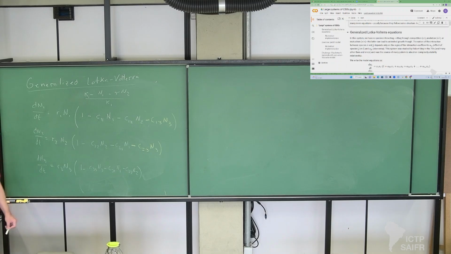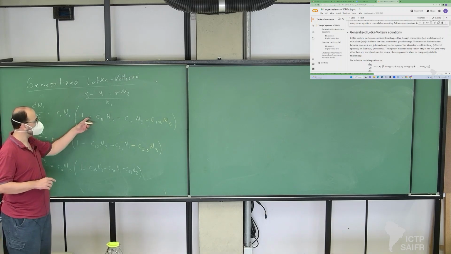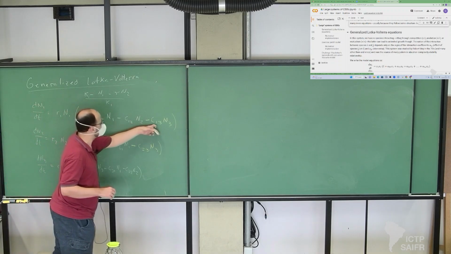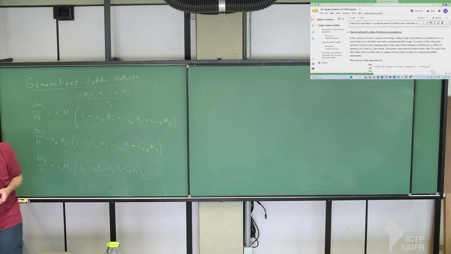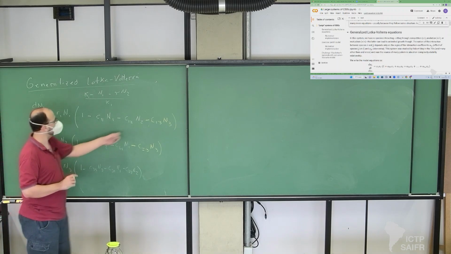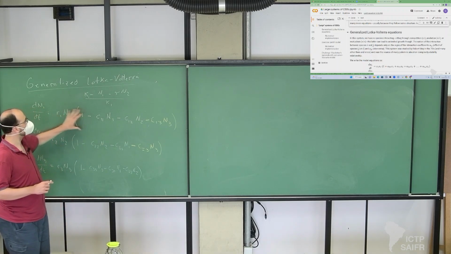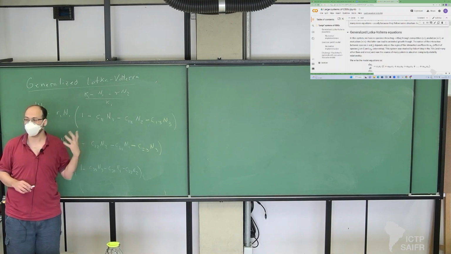Easy, right? So, and then you can keep doing that. Moreover, there's still something else that you can do here. So, when I do this, if all the coefficients are positive, this is competition, because increasing species 2, I decrease the growth rate of species 1. So all of this is competition.